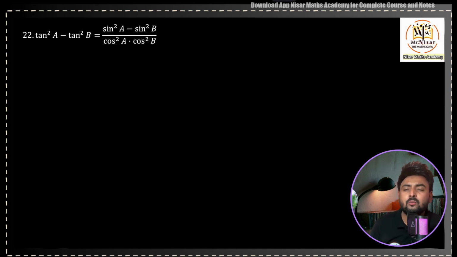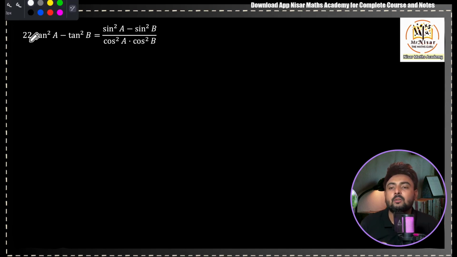The next question we have is tan square A minus tan square B, and I have to prove it equals RHS, sin square A minus sin square B upon cos square A into cos square B. Okay, children, what we'll do in the first step, same, we have this tan square A minus tan square B. I'll write it over here. In the left hand side I have tan square A minus tan square B.